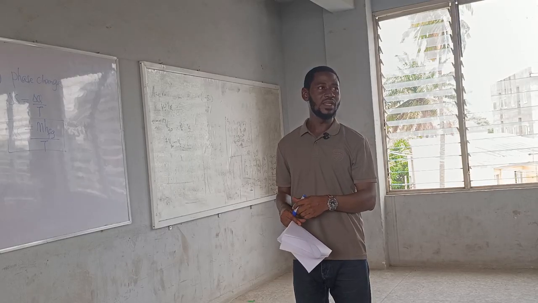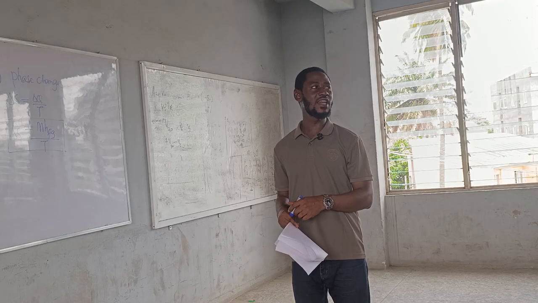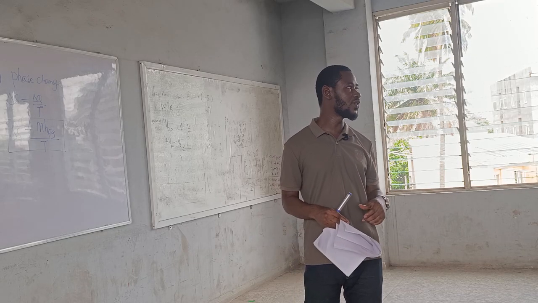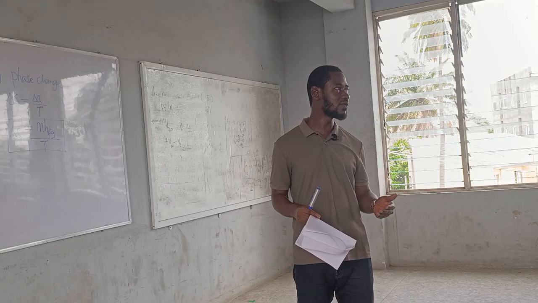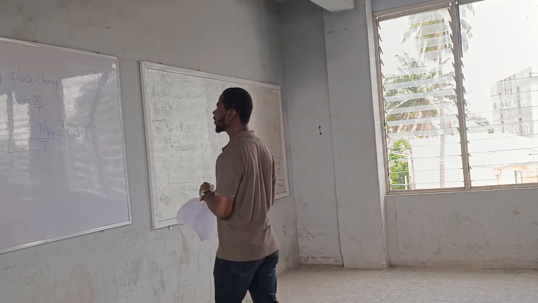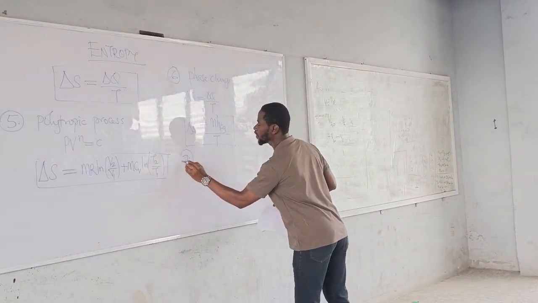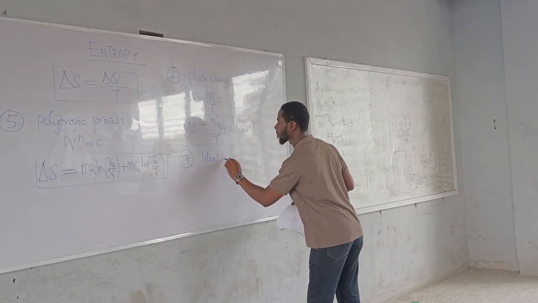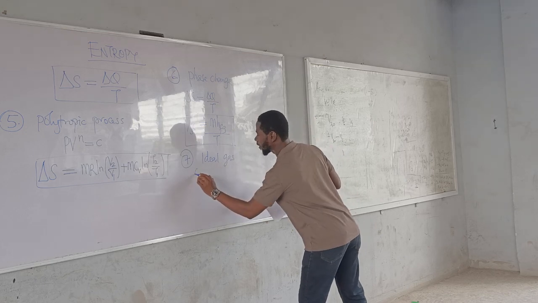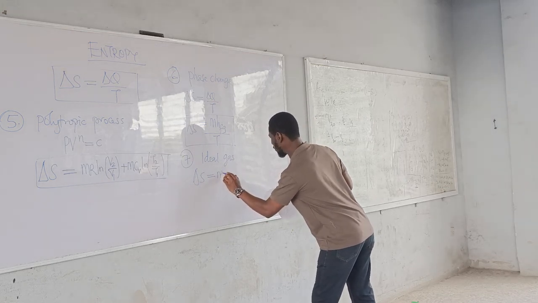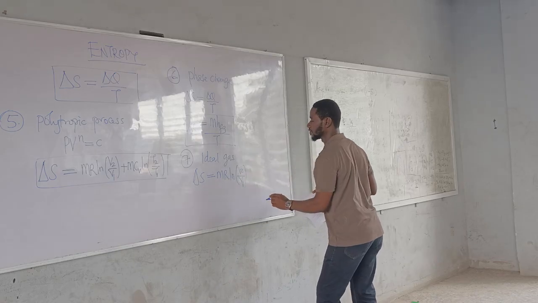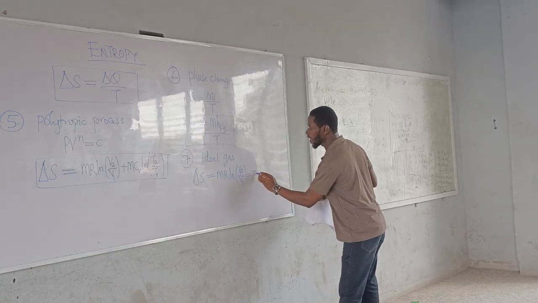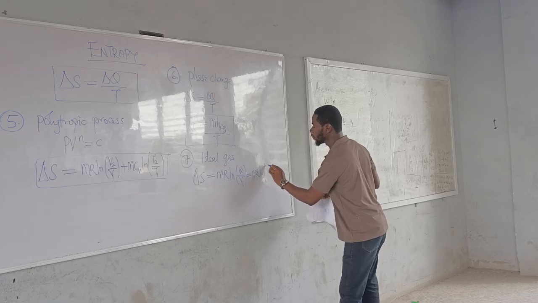Change in entropy in an ideal gas. We all know that any equation that follows the relation PV equals RT takes the shape of an ideal gas. So therefore, the entropy change in an ideal gas is change in S equals mR ln V2 over V1, which is also the same thing as mR ln P1 over P2.